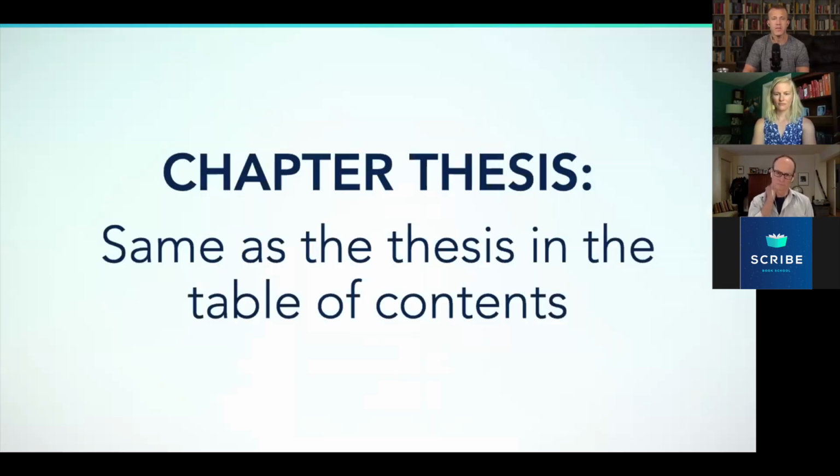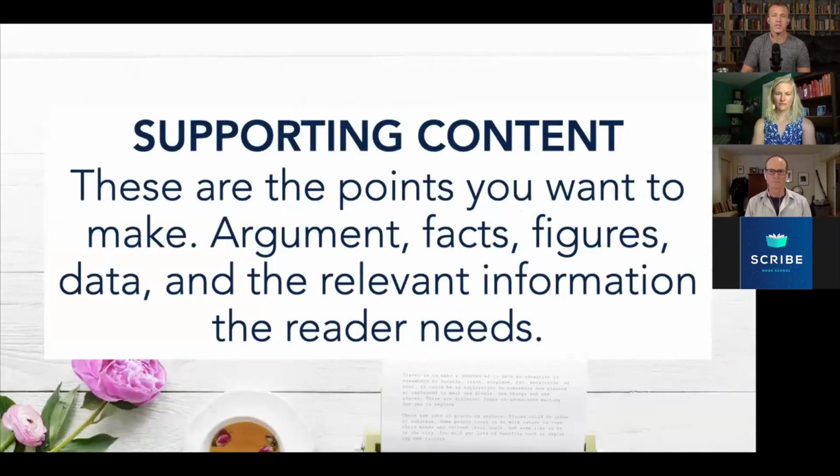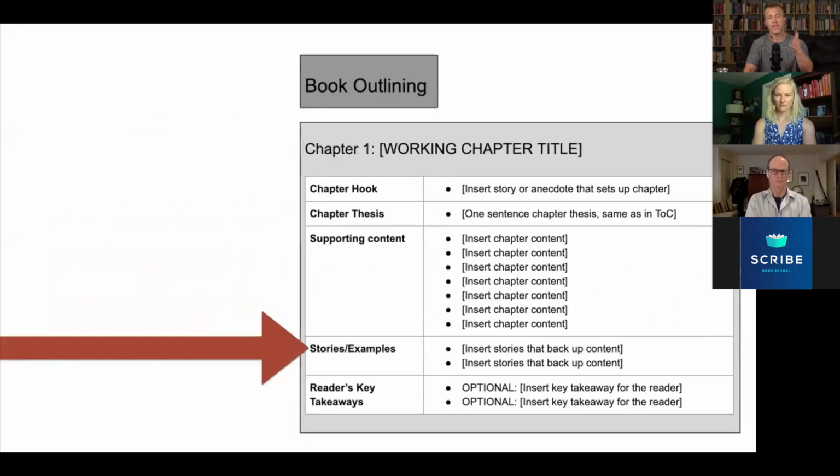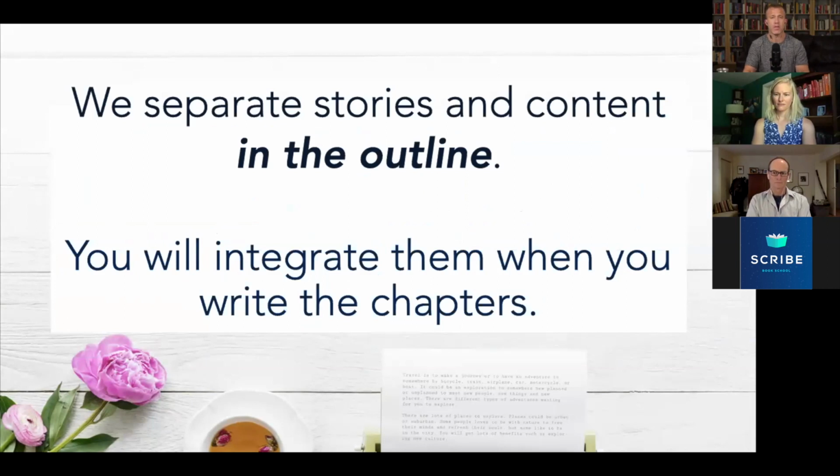Next part is thesis. This is the same thesis that's in your table of contents. That's it. What the chapter's about. Put that there. Next is supporting content. This is basically all the points you want to make in your chapter: all the arguments, the facts, the figures, the data, your process, the relevant information that the reader needs. The next section is stories and examples. These are the stories you want to tell or examples you want to use to teach the reader. And obviously you want to make them specific and relevant.